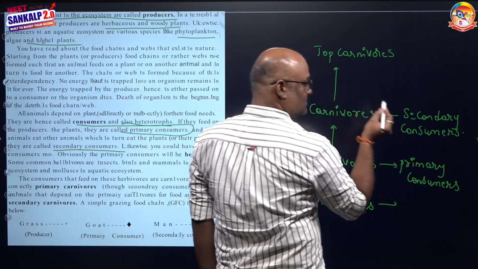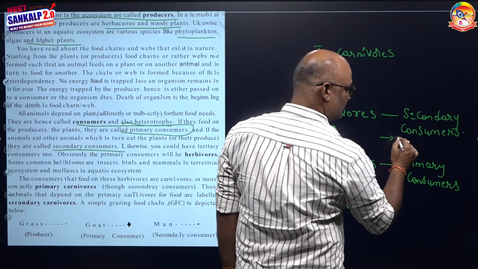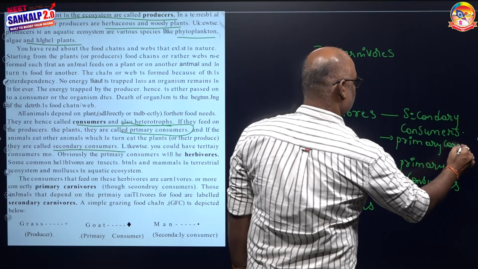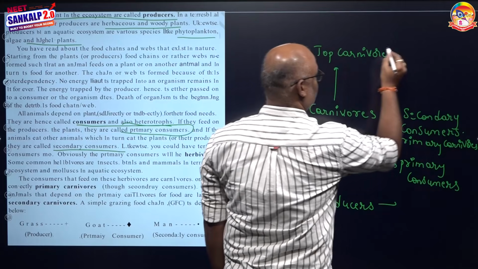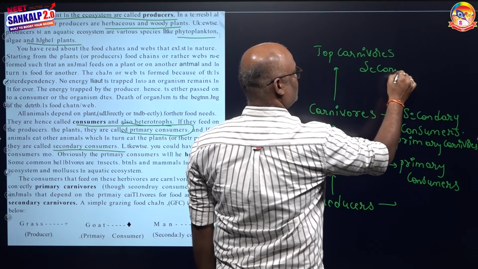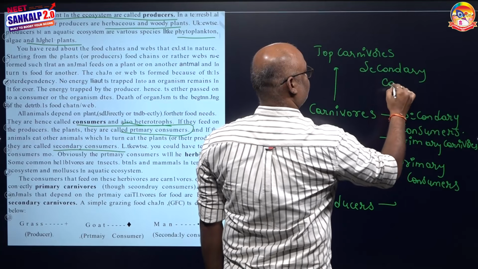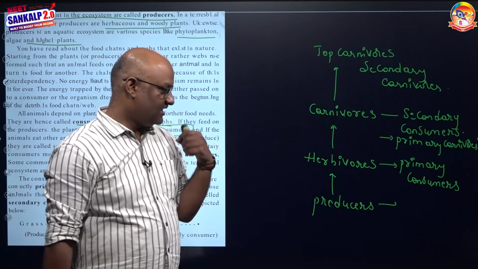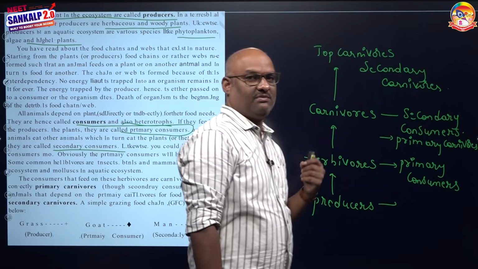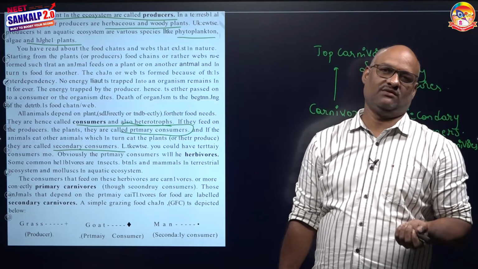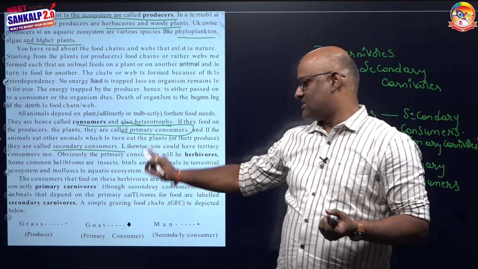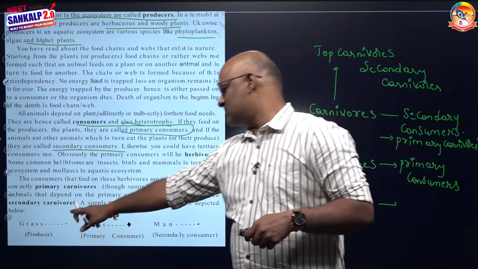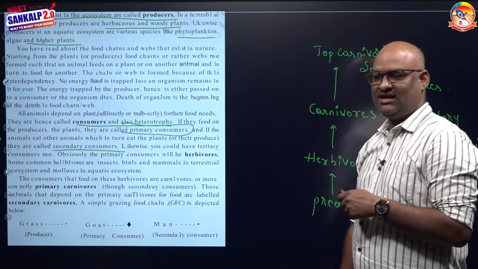Now the carnivores are called secondary consumers. Secondary consumers are in turn called the primary carnivores, whereas these are called secondary carnivores. Like this we can classify or divide the organisms. The producers, herbivores come in primary consumers, secondary consumers, tertiary consumers, top carnivores, primary carnivores and secondary carnivores, which is given in that particular paragraph. Okay. So, grass, goat, man. Grass is a producer, goat is a primary consumer, man is a secondary consumer.